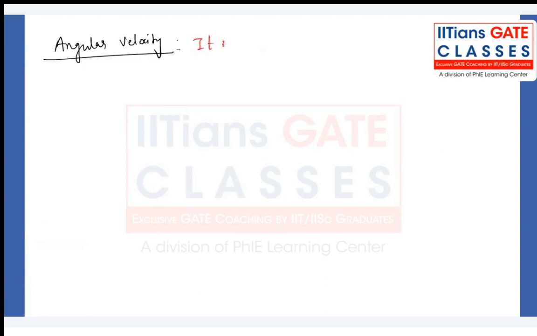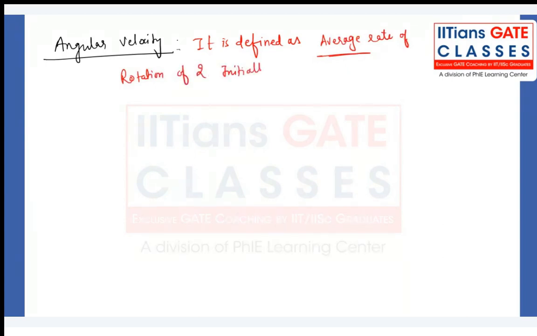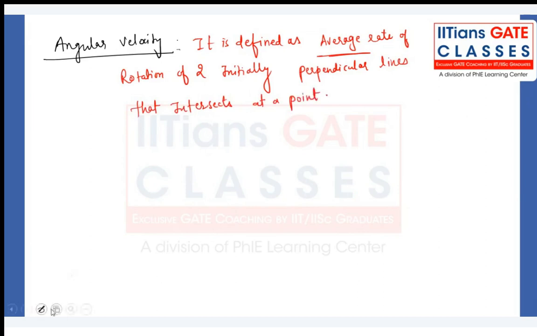It is defined as the average rate of rotation of two initially perpendicular lines that intersect at a point, that intersect at a particular point.